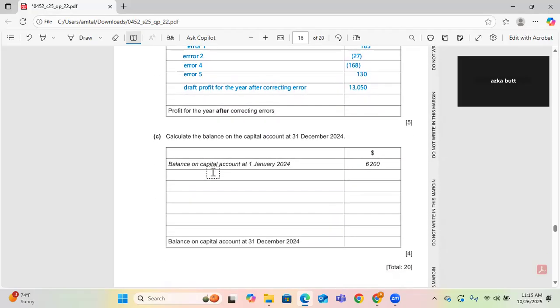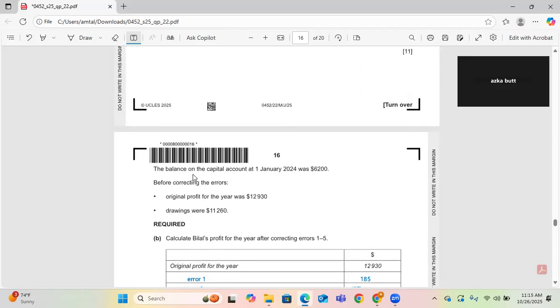Now we need to calculate the balance on the capital account. So balance on the capital account at 1st January 24 is 6,200. Then we need to add the profit. So let's add the profit. Draft profit. Is this like you're preparing the section of the statement of financial position? This is 13050.